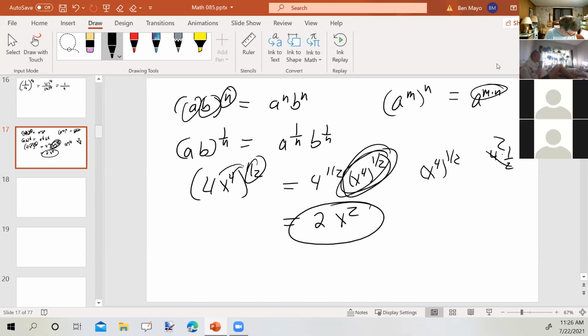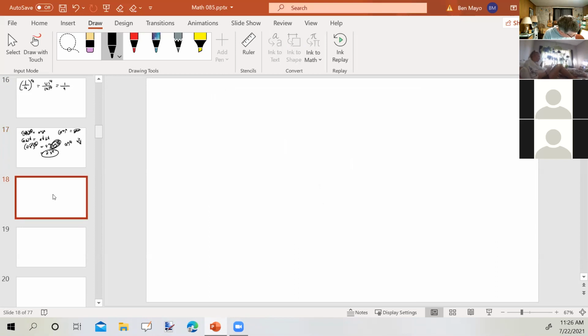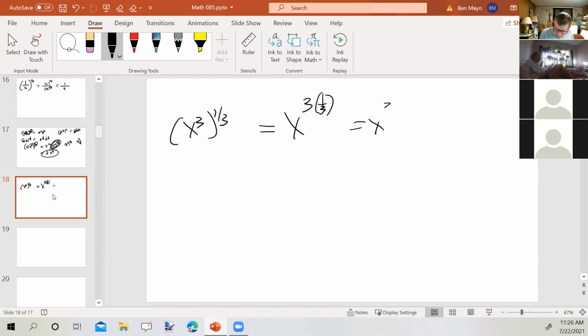Let's take a look at this example. X cubed to the 1/3 power. Again, a power raised to a power. You'd multiply the exponents. What's 3 times 1/3? That would be what? 3/3 or 1. So basically, it's just x. Now, I'm taking a cube root, so x could be positive or negative. So again, I don't need absolute value bars there, do I? Okay.